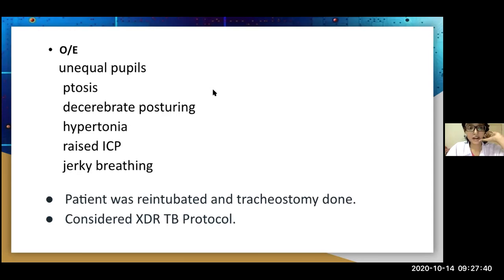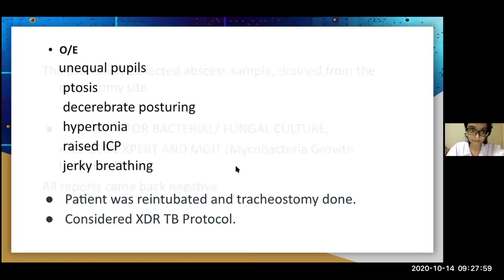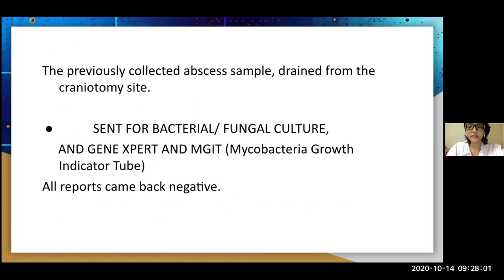On examination, however, we noted that the patient had unequal pupils with ptosis, decerebrate posturing, hypertonia, raised intracranial pressure, and jerky breathing. Hence, the patient was re-intubated and tracheostomy was done. At this stage, we were considering the extensively drug-resistant TB protocol.